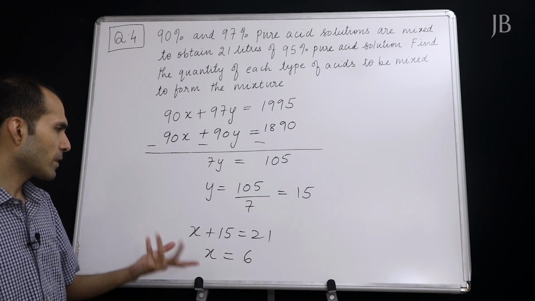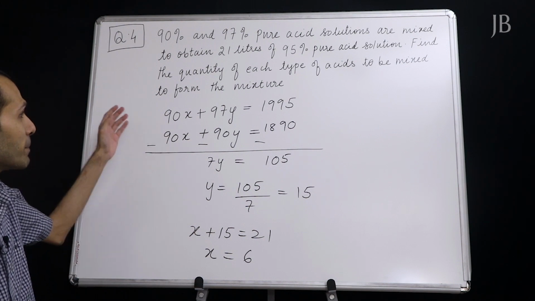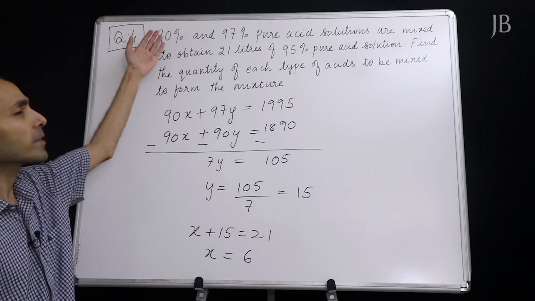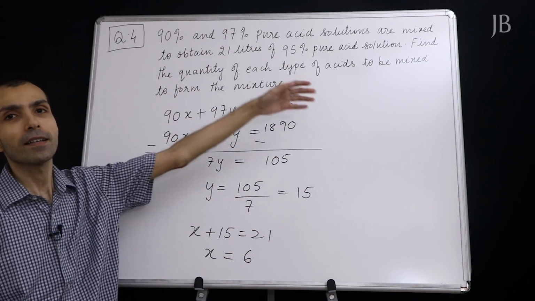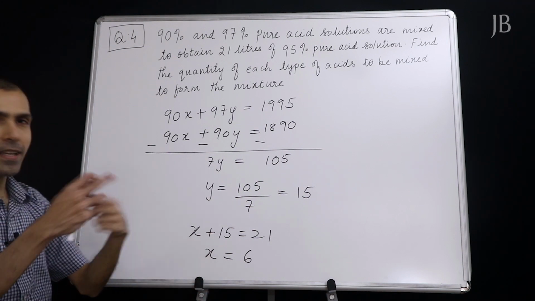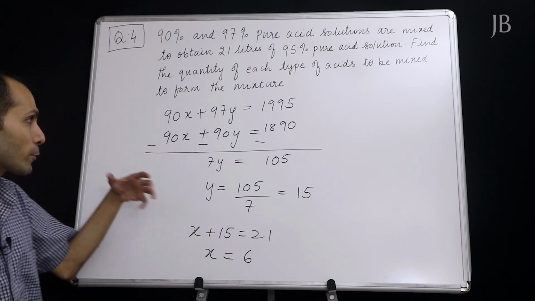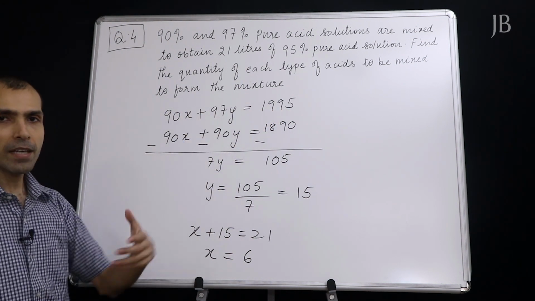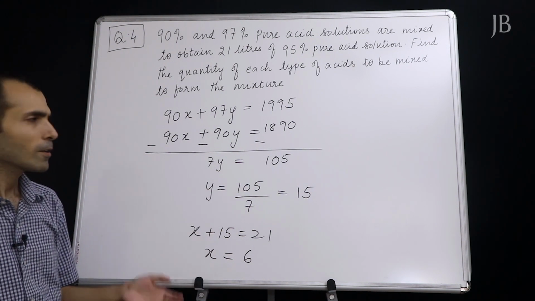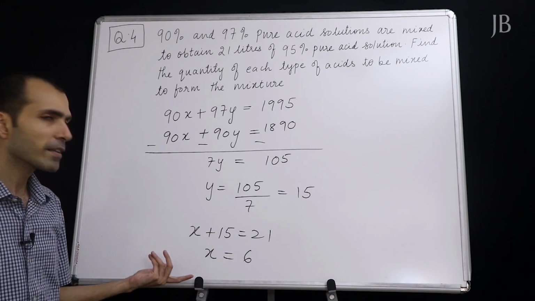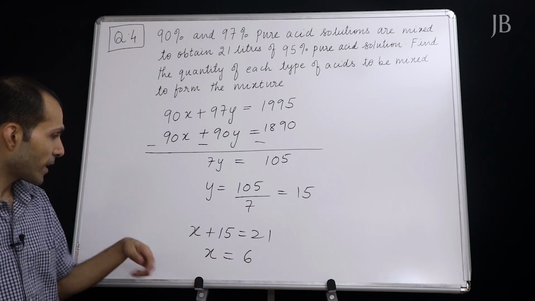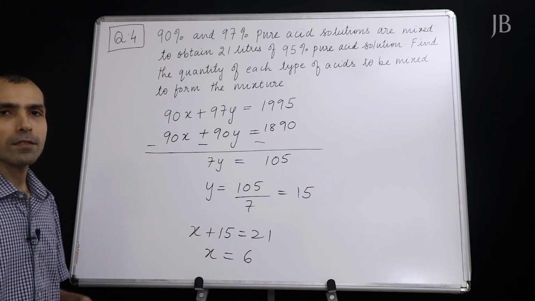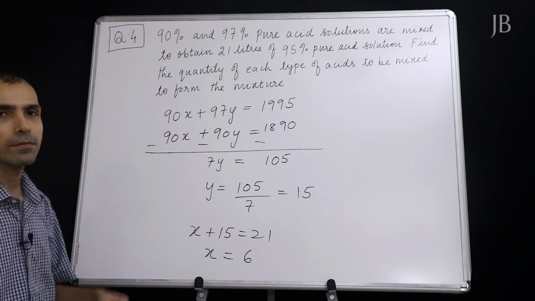If you write, don't write the final answer statement also, it is okay. Because in the beginning you have mentioned, let x liters be taken from this and y liters be taken from 97%, and in the end we are getting x and y, so one can connect it. So the introductory statement is very important. Once we write it, we have already defined what x and y are, so the final answer statement is not required. But if you have the time, you can write it, fine, for these word problems. Done. So this completes your question 4.